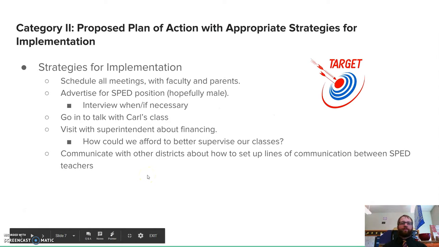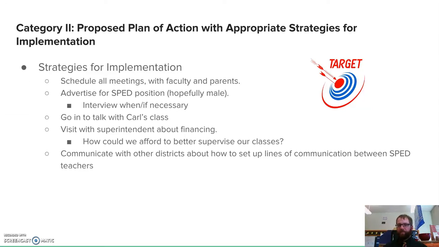So to implement this, I would need to schedule some meetings with faculty members, those ones involved, and also parents. Maybe if there was a room, if we were able to advertise for a SPED position, again, kind of angling towards a male position, if possible. And then interview, if that, again, was necessary. I'd have to talk to Carl's class, probably talk to Carl individually as well, even though I'm sure in this process that he has been talked to by many adults and knows that what he's doing is disrespectful.